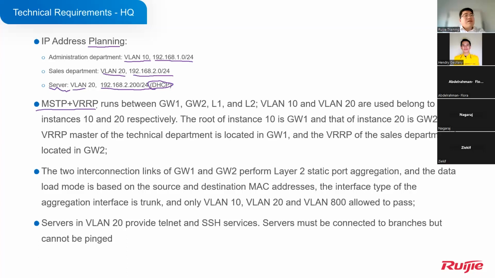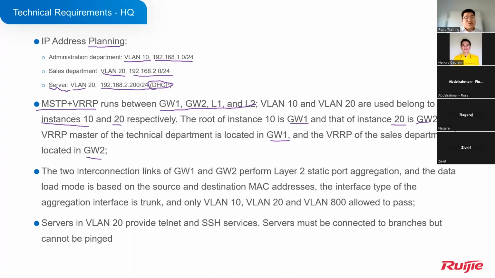And next, MSTP and VRP. MSTP and VRP run between GW1, GW2, L1, L2. L1, L2 are the access switches. VLAN 10 and VLAN 20 are used between two instances, 10 and 20, respectively. The root of instance 10 is GW1, 20 is GW2, and the master of the VRP group for the technical department is GW1, and the other master is on the other side, on GW2. This is just the VRP and MSTP we mentioned at the beginning, and later we will see the detailed design.